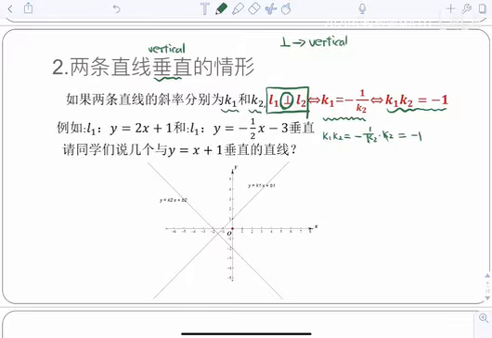So for example, let's see. He tells you L1 is y equal to 2x plus 1. So this means K1 equal to 2. He tells you L2 is y equal to minus 2 分之一 x minus 3. So this means K2 equal to minus 2 分之一. So we know K1 times K2 equal to 2 times minus 2 分之一, so equal to minus 1. So these two lines are vertical. So can you tell me this one?